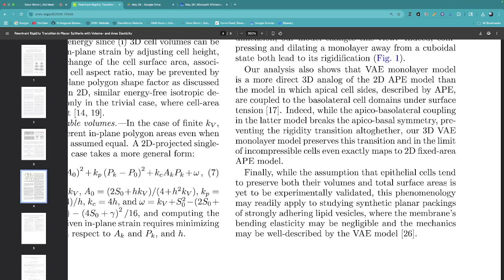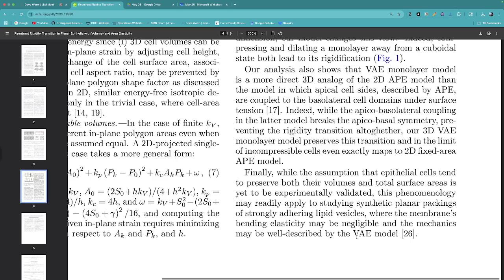So, yeah, they mention here, while the assumption that epithelial cells tend to preserve both their volumes and total surface areas, that this is yet to be experimentally validated. So the models really kind of make this assumption. This phenomenology may readily apply to studying synthetic planar packings of strongly adhering lipid vesicles, where the membrane's bending elasticity may be negligible and the mechanics may be well described by the VAE model.